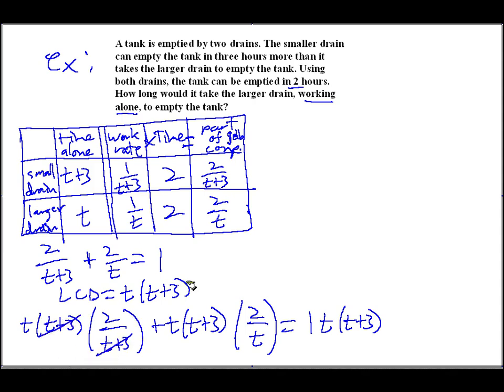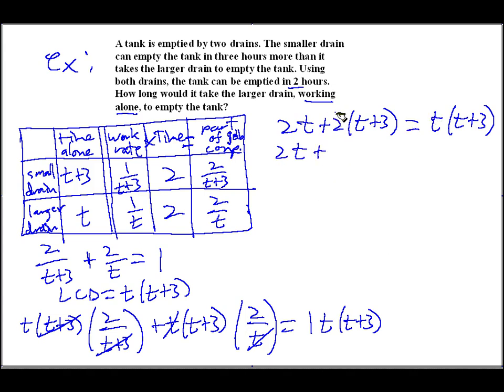So the T plus 3's drop off here, so I get 2T. And I get 2T once again. And then here, the T's drop off. I get 2 times T plus 3. I'll do it step by step there: 2 times T plus 3. And then 1T times T plus 3 is just going to be T times T plus 3. The 1 drops off, right? Invisible 1.